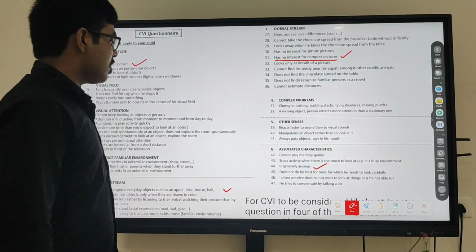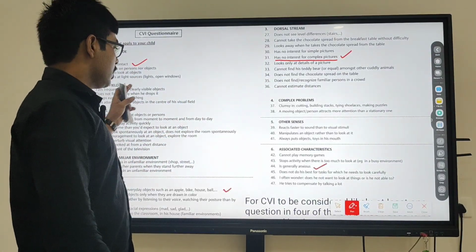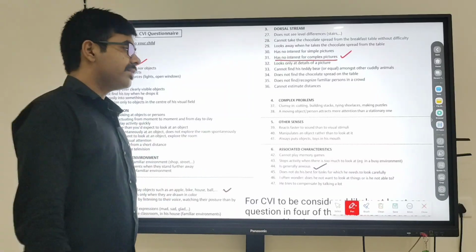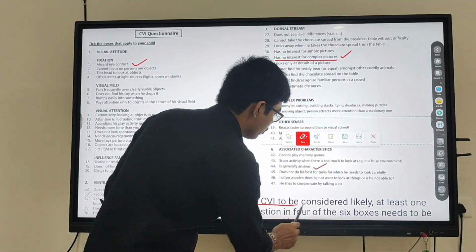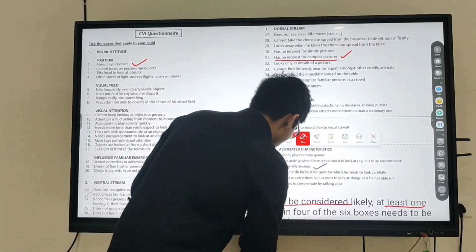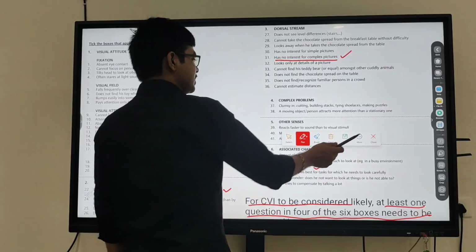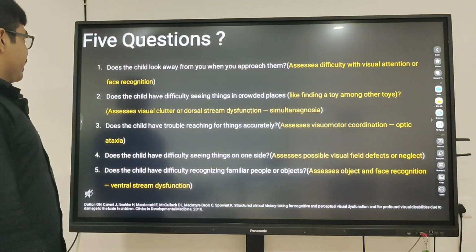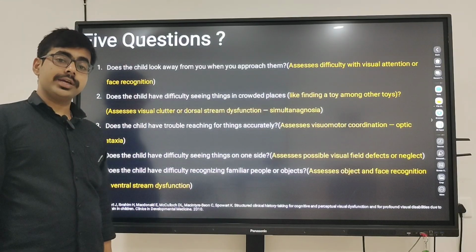So among all the questions, if at least one question in 4 of the 6 boxes is answered positively by the mother or father, it is a positive sign that the child may have cerebral visual impairment. For CVI to be considered, likely at least one question in 4 of the 6 boxes needs to be addressed.